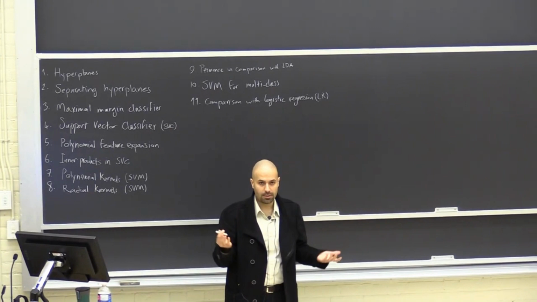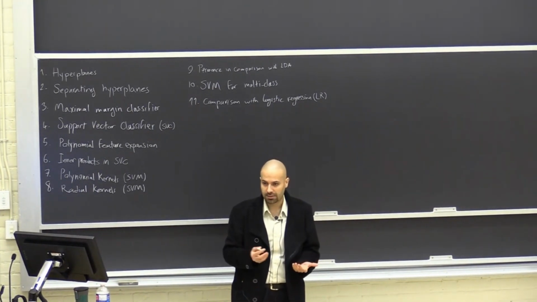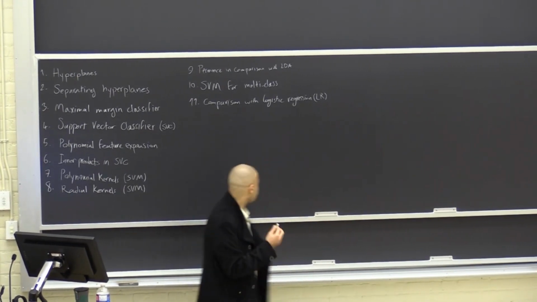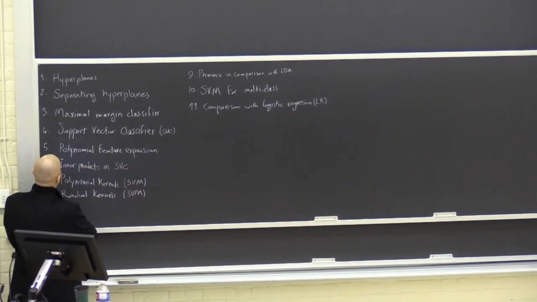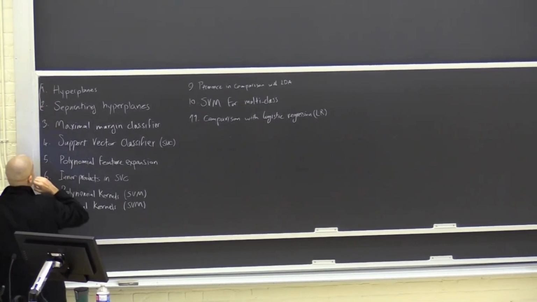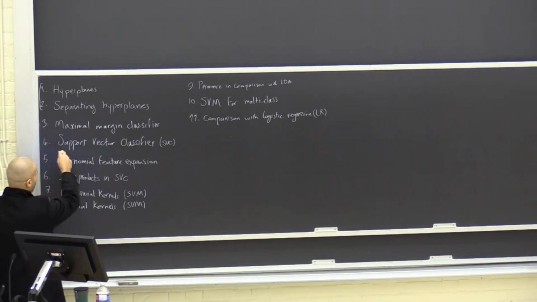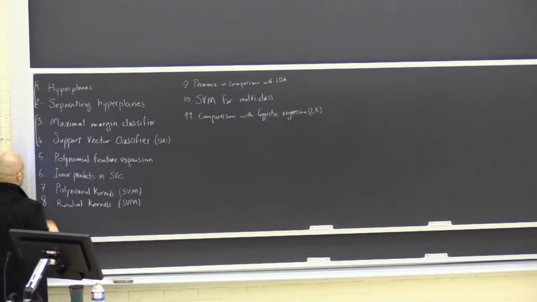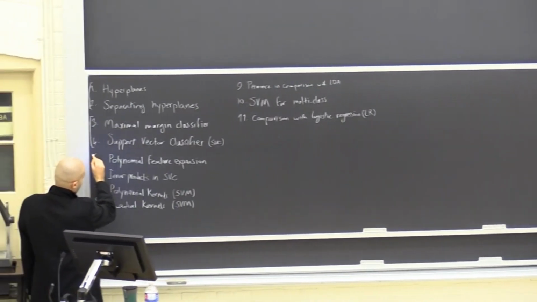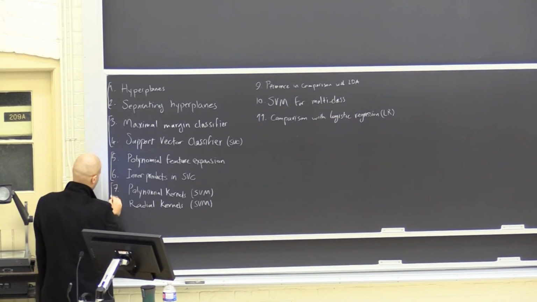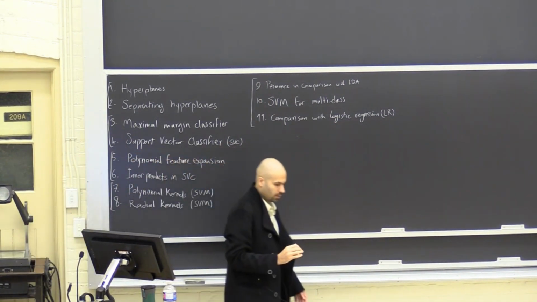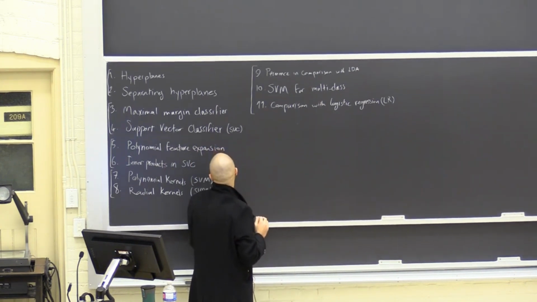So there is no probability model, there is no statistical inference, but this is more of a, I guess, computer science perspective to classification. So I'm going to start with hyperplanes, separating hyperplanes. Then we can talk about maximum margin classifier and support vector classifier. Then kernels, and in the end, we're going to talk about performance of such a model. So let's start with hyperplanes.